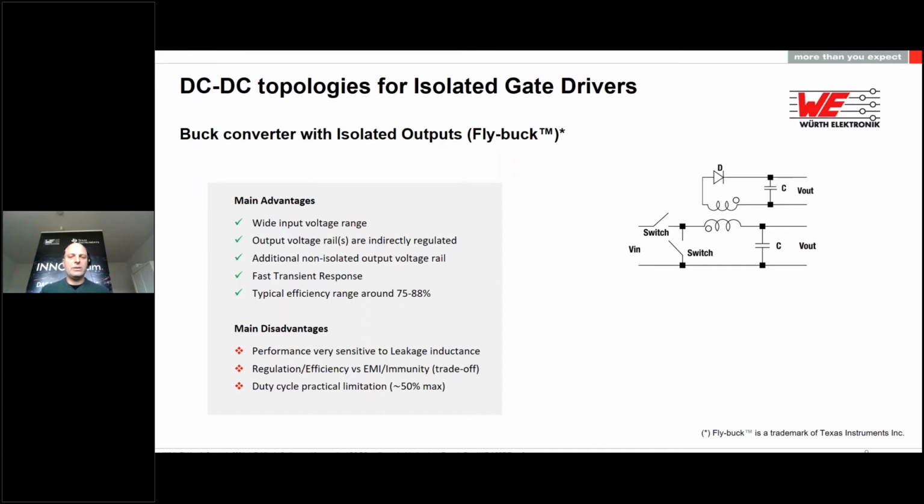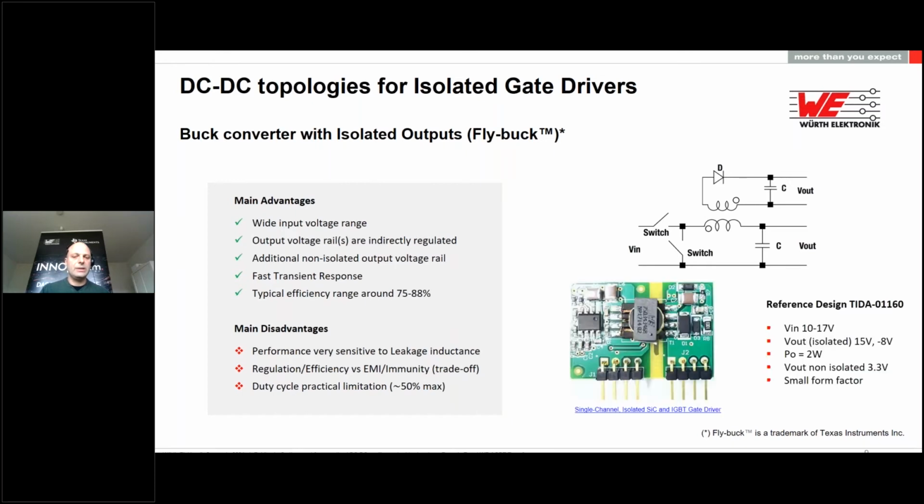There are many reference designs on the market, but not many address the gate drive application well, especially because of the common mode transient. Here is one example with an input voltage range of 10 to 17 volts, output voltage of 15 and -8 volts with about 2 watts of power. It also takes advantage of the non-isolated output voltage of 3.3 volts to supply the primary side of the driving IC.